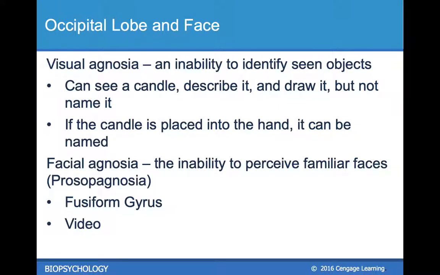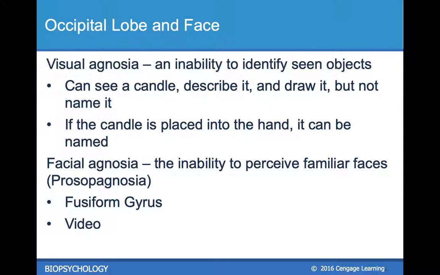Similar to that is facial agnosia, also known as prosopagnosia. It's a fun word, prosopagnosia. This is the inability to perceive familiar faces. There's a part of the brain called the fusiform gyrus. It used to be called the fusiform face gyrus because they thought it only processed face information. But we now know it has to do with highly patterned information.